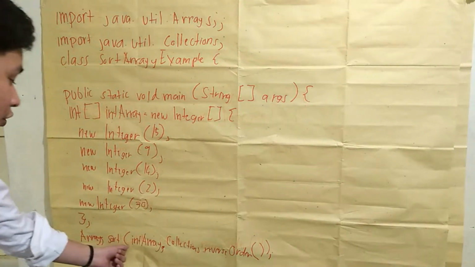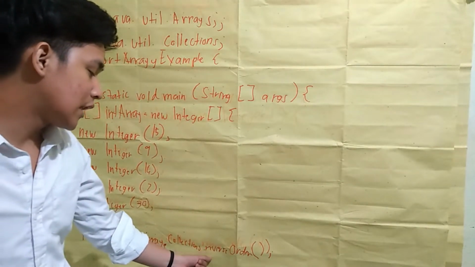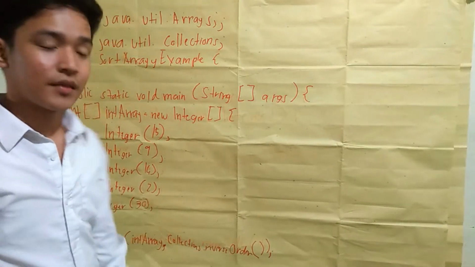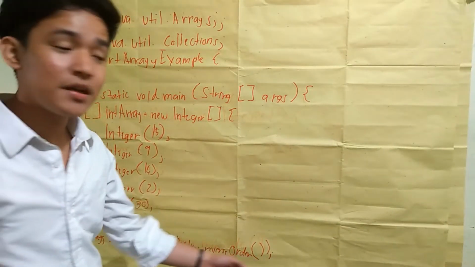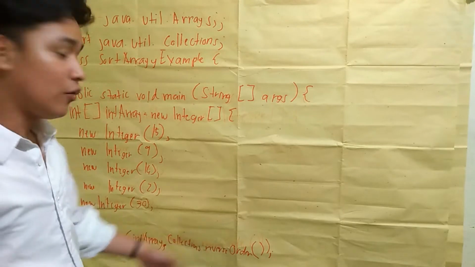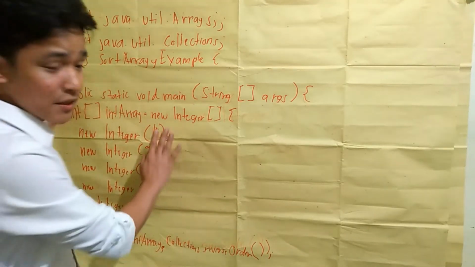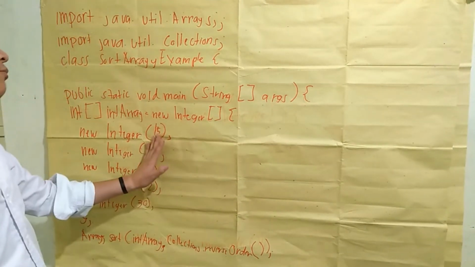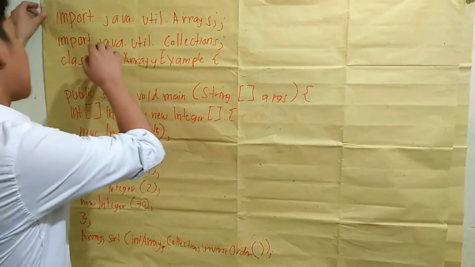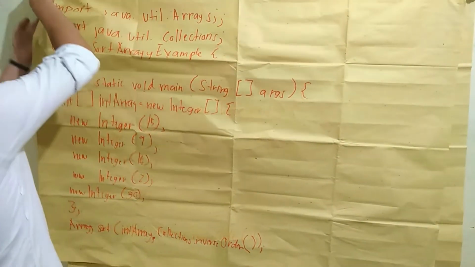So mag-Arrays.sort in array, Collections.reverseOrder. Doon naman yung madedetermine na in order na yung descending order na yung numbers na nandito sa atin at yung example na yun. Next naman tayo sa next.